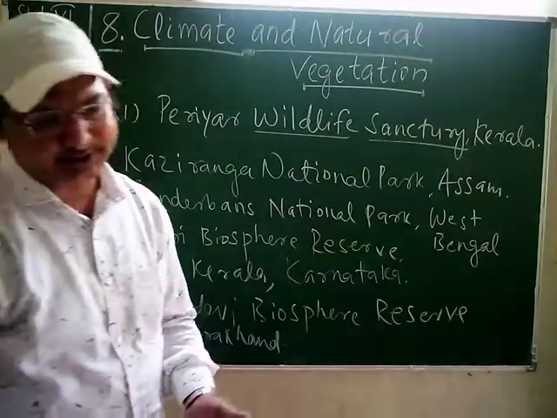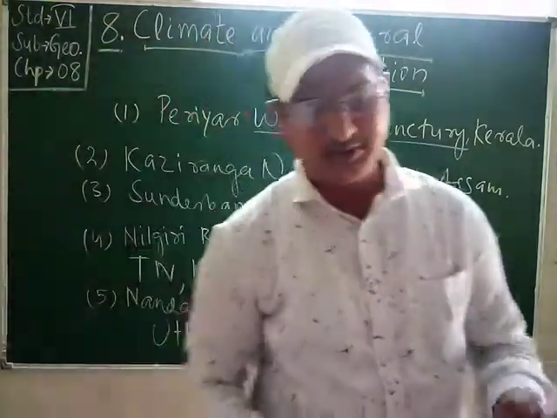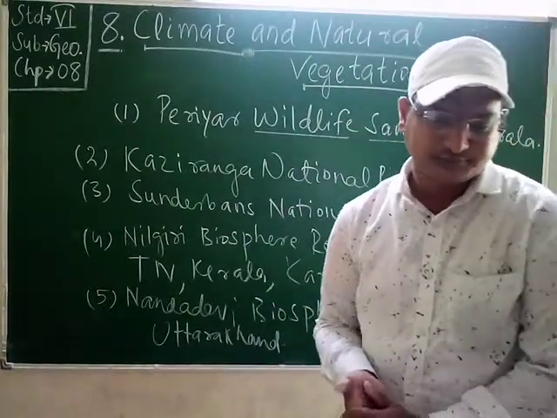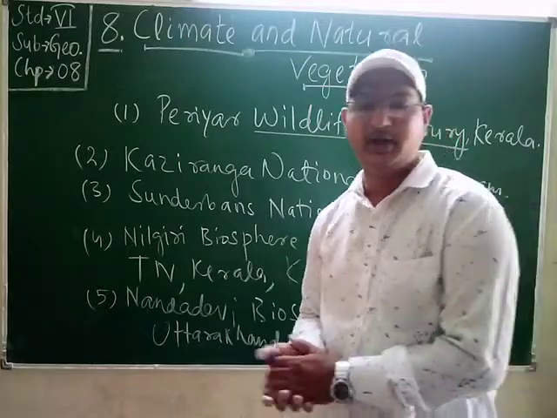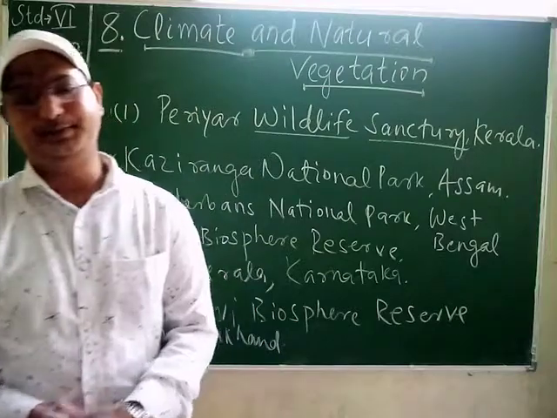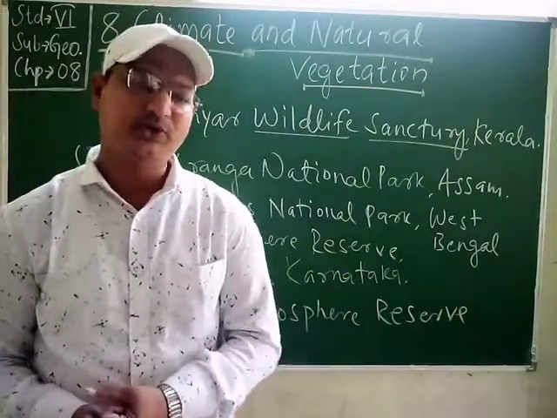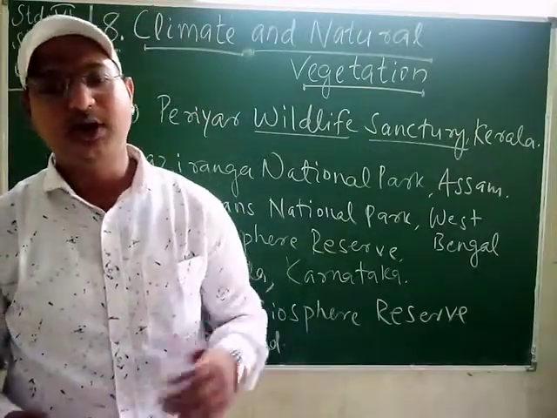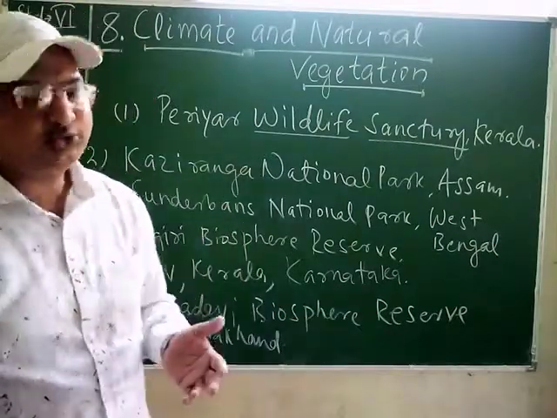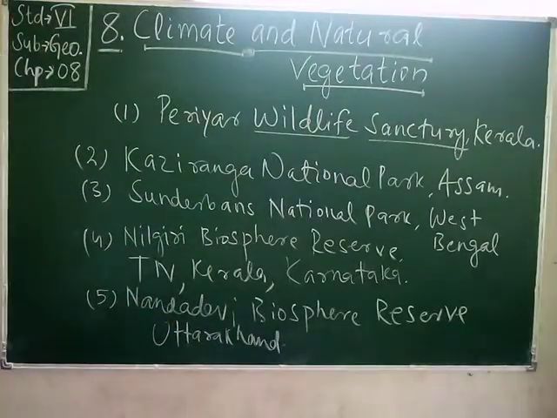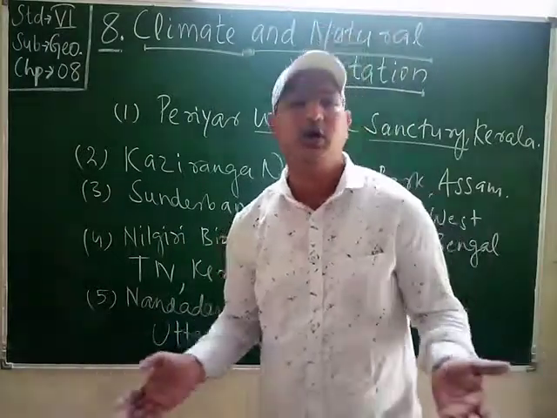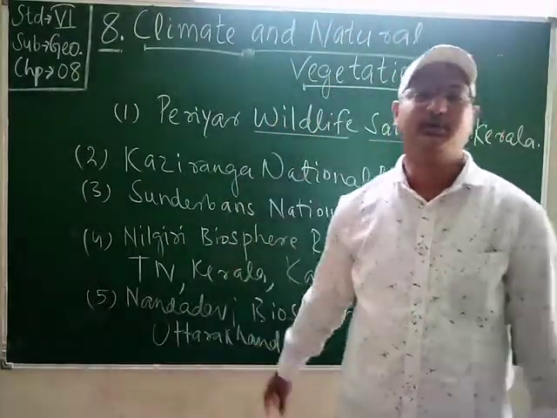If you come to national parks, Bandhavgarh National Park in Madhya Pradesh, Keoladeo National Park in Rajasthan, Balphakram National Park in Meghalaya. And if you come to biosphere reserves, then Nokrek Biosphere Reserve in Meghalaya, Dibang Biosphere Reserve in Arunachal Pradesh, Gulf of Mannar Biosphere Reserve in Tamil Nadu, Sundarbans in West Bengal. Students, these are some examples of biosphere reserves, national parks and wildlife sanctuaries. You can search on the net also and know all details about all the biosphere reserves and national parks.